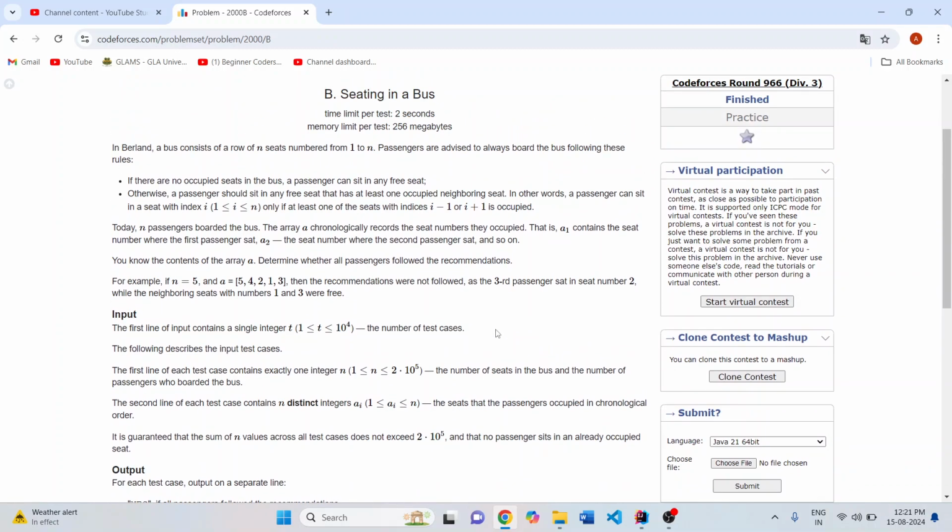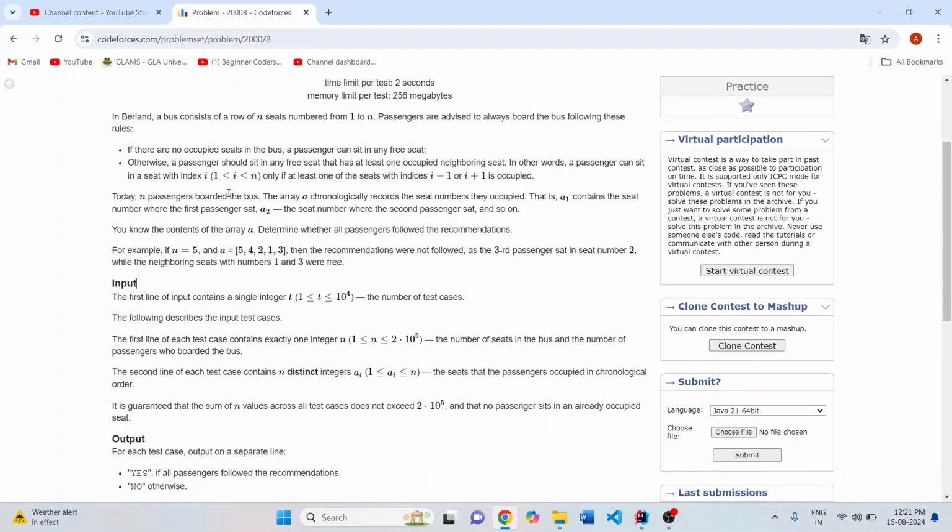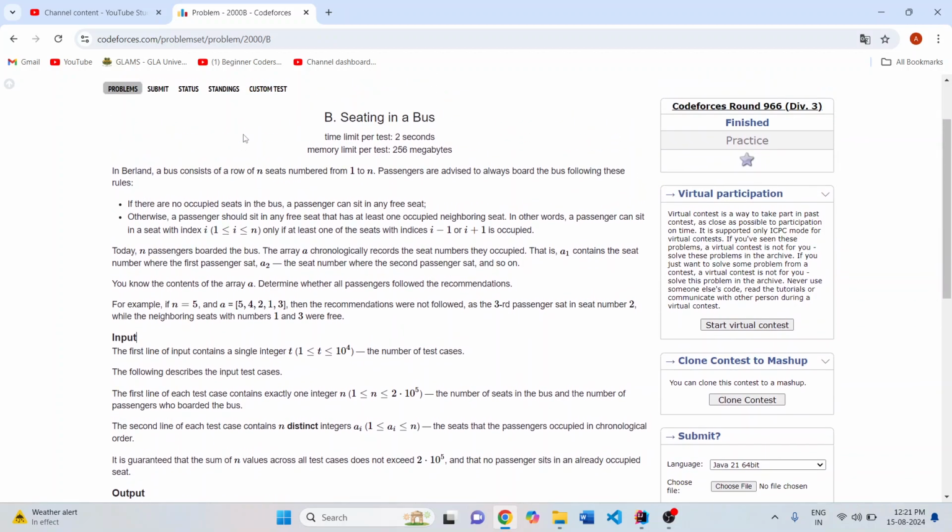So how shall we do this? The first passenger can sit anywhere because there is no other passenger. After that, all the other passengers that come have to sit near the already filled seats. They cannot sit where none of the neighbors is filled. So we need to keep track of the filled seats. We can take a Boolean array where, if a seat is occupied, the value at that index is true, otherwise false. Now, while seating the second and next passengers, we have to check whether one of the neighboring seats is filled or not.